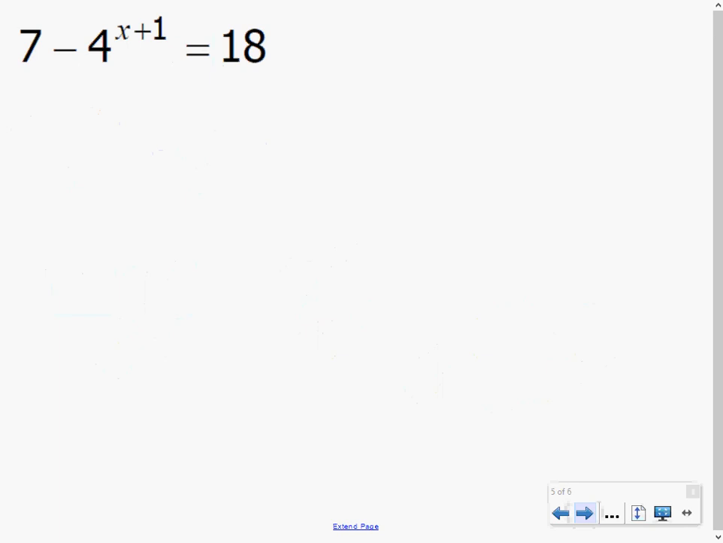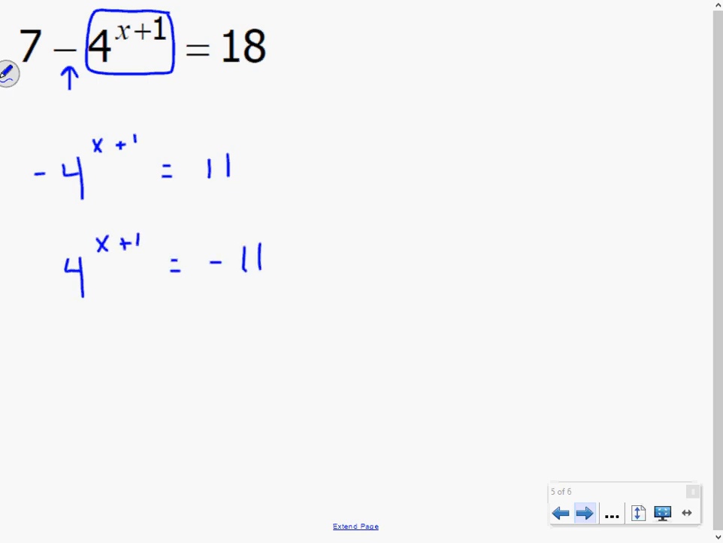All right, last one for our video here. Again, we need to isolate our exponential expression. The exponential expression in this case is 4 to the x plus 1 power. So not only do I need to get rid of that 7, but there's also that negative 1 that's really multiplied by it. So let's subtract 7 first, then divide by negative 1. And then we're going to take the log of both sides.